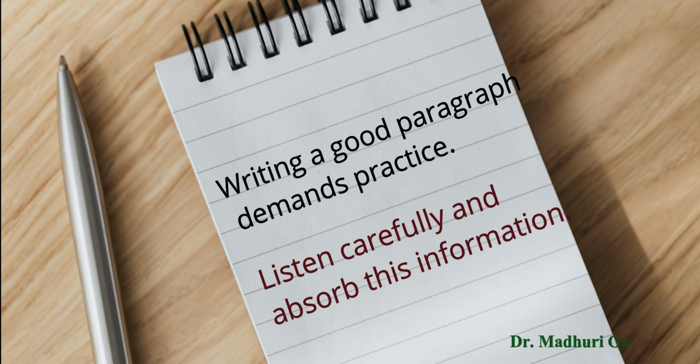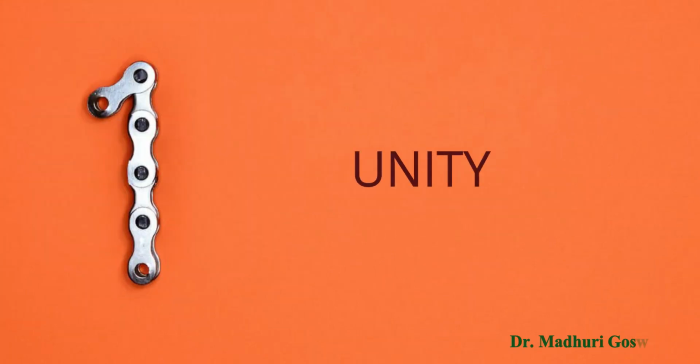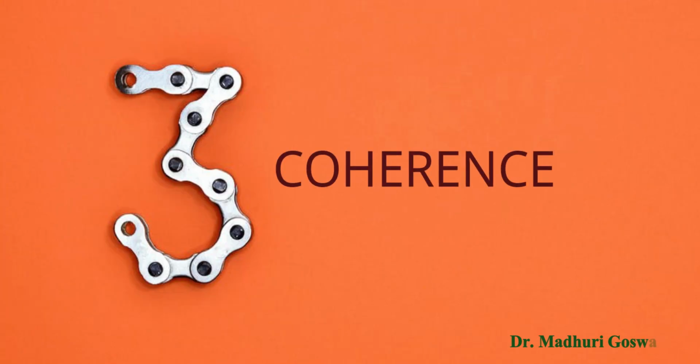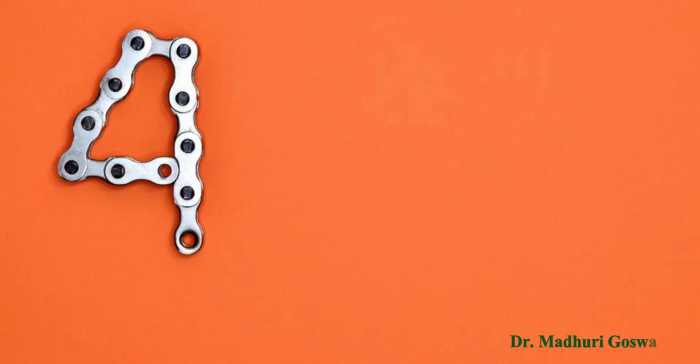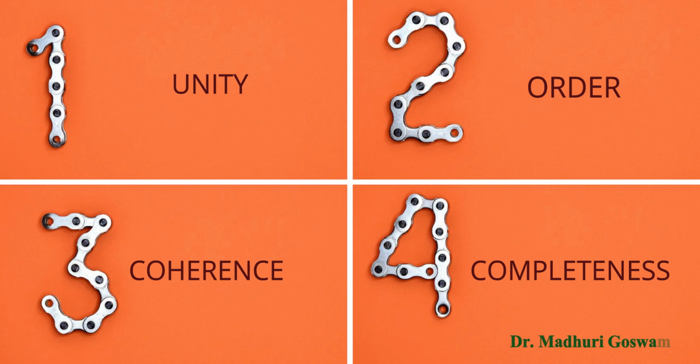Now let's start and know all those 4 elements or characteristics of a good paragraph on which we have a general consensus. Let me just tell you what's the first element. This is unity. Second, order. Third, coherence. And fourth, completeness. So unity, order, coherence and completeness, these are 4 essential characteristics of any good paragraph.